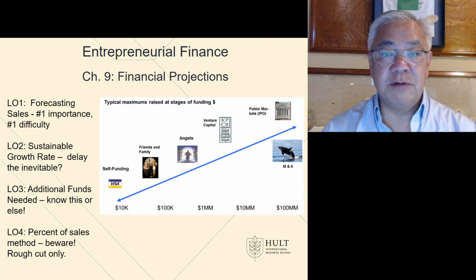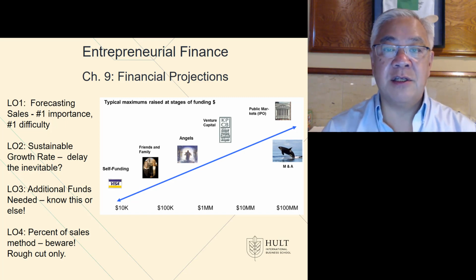Learning Objective 2 is the SGR, Sustainable Growth Rate, which answers the question: if you had no additional capital, how fast can you grow without changing the fundamental position of your balance sheet, namely your liquidity and your risk? So what is your maximum growth rate?